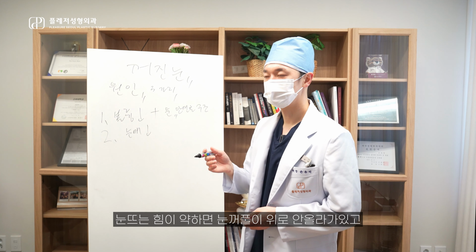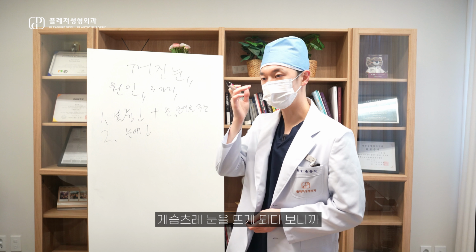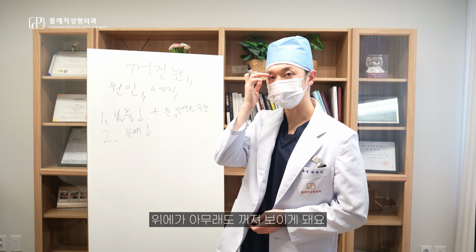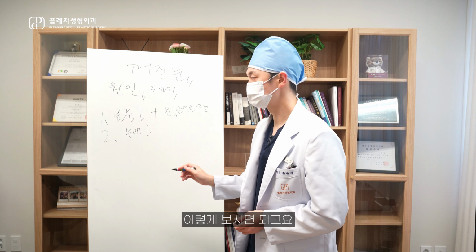When the eyelid lifting strength is weak, the eyelids don't rise properly and the eyes look half open, which makes the area above here appear more sunken. If you have poor eye shape, there's a possibility that your eyes may look sunken like this. That's how you should see it.